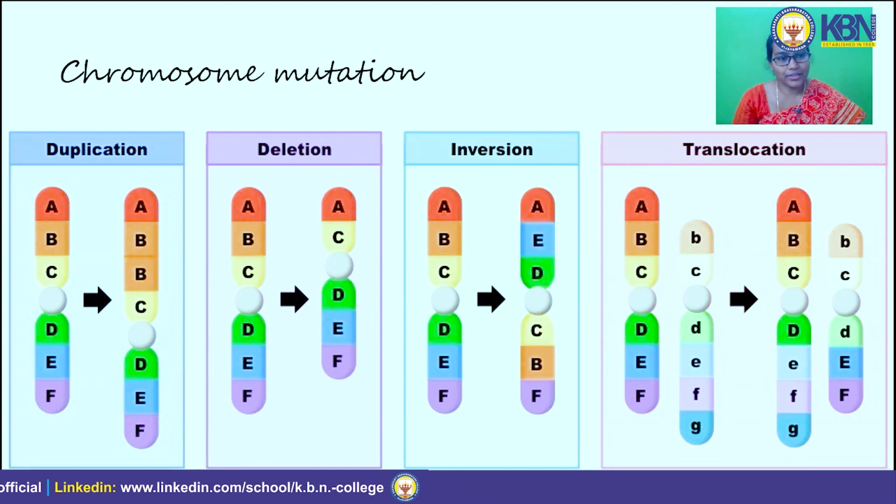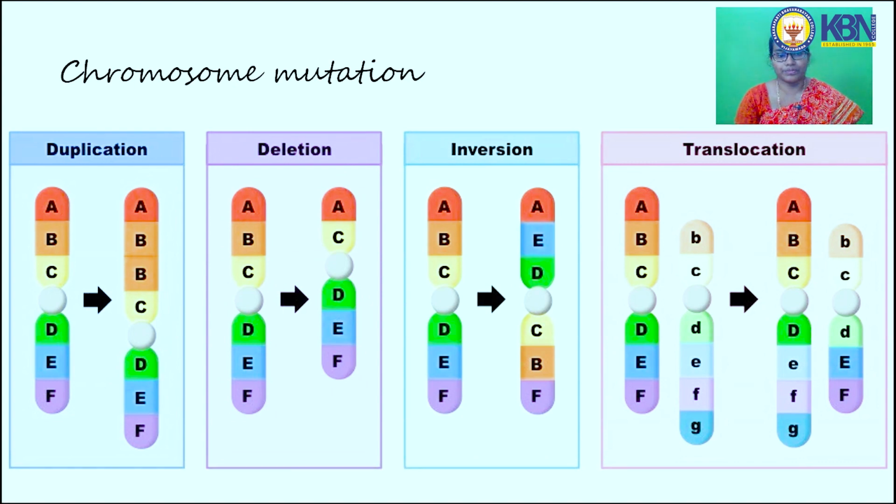So these are the chromosomal mutations which happen in the chromosomes: duplication, deletion, inversion and translocation. Let us understand the other type of mutation.